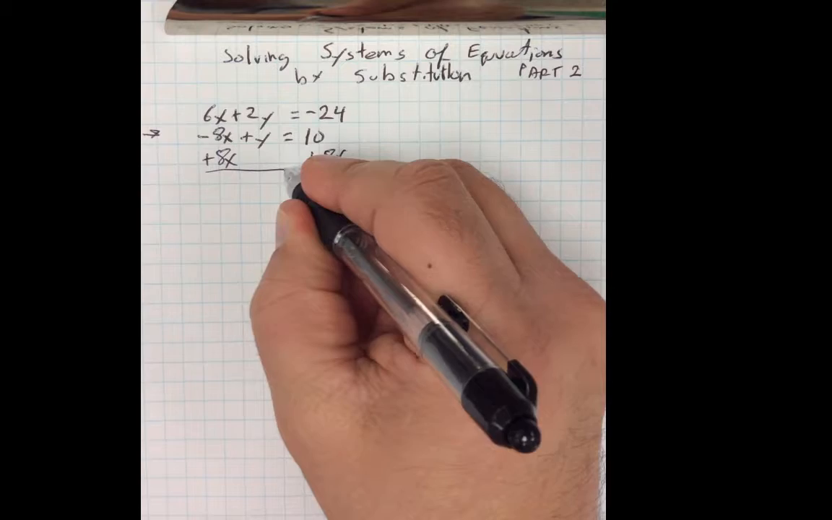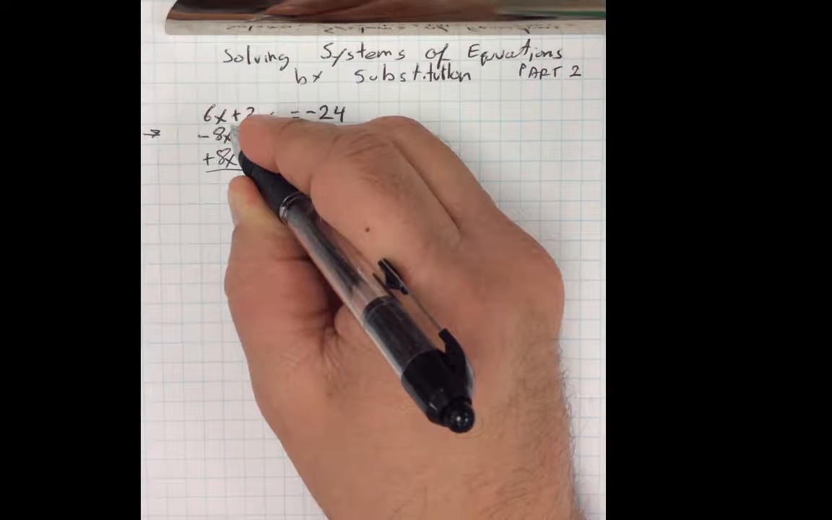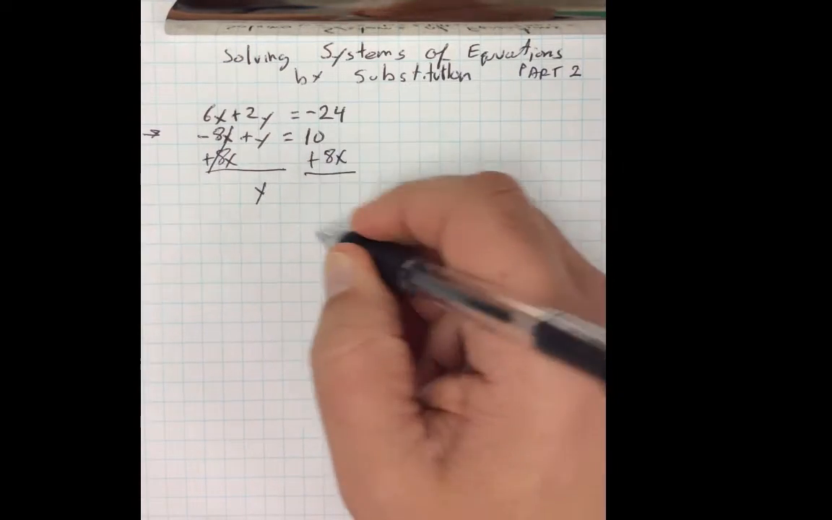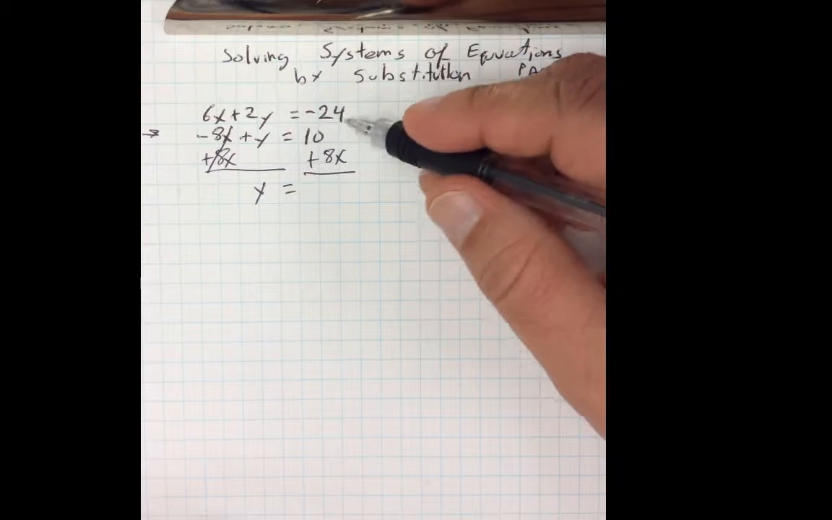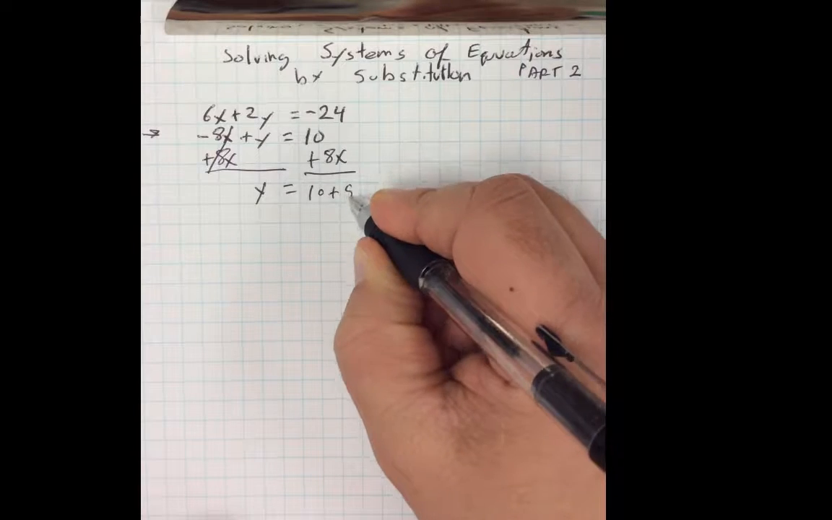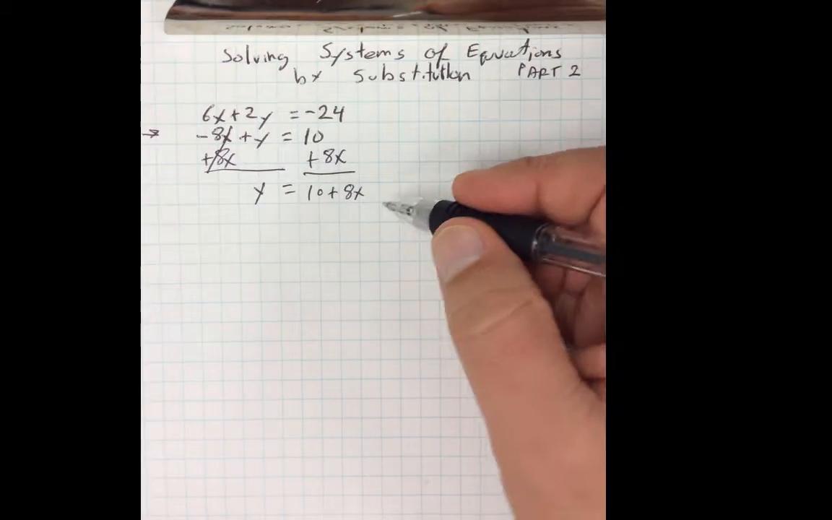When I do that, over here, the positive 8x and the negative 8x will go away because they make a 0, and they'll bring down the y. And then with 10 and 8x, I can't combine them because they're not like terms. All I can do is list them both as separate terms with a plus sign in the middle. And so y equals 10 plus 8x.